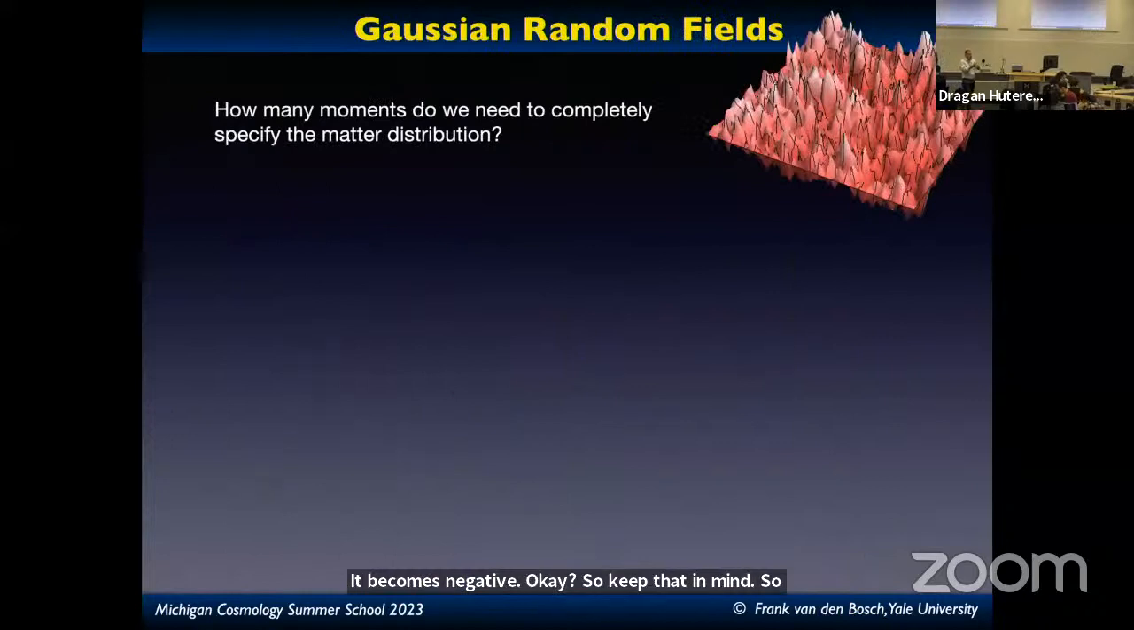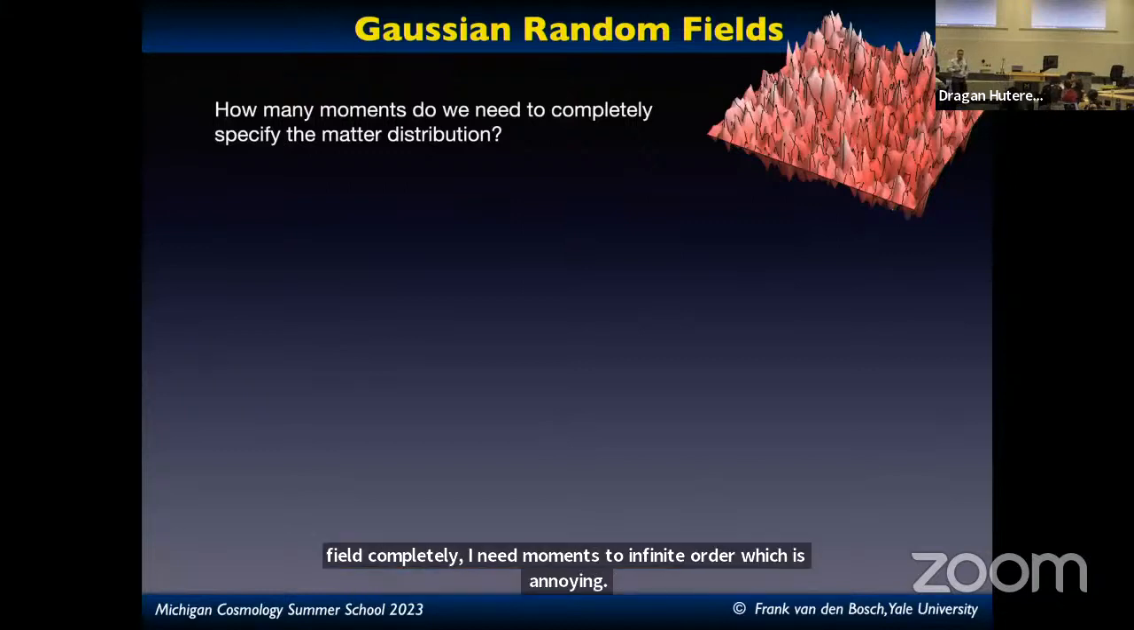Now, I talked about the one-point statistic, the expectation value for delta. I talked about the second moment, the variance. I talked about delta 1 times delta 2. That's this, the two-point correlation function. How many of those things do I need to completely specify a density field? Well, in principle, I also need to define the three-point correlation function. What is the probability to have delta 1 here and delta 2 there and delta 3 there? And the four-point and the five-point and the n-point. In principle, if I really want to quantify statistically the density field completely, I need moments to infinite order, which is annoying, but there's good news on the horizon.